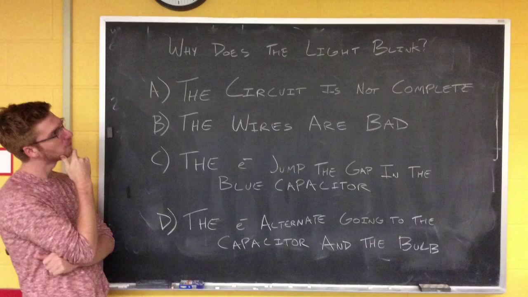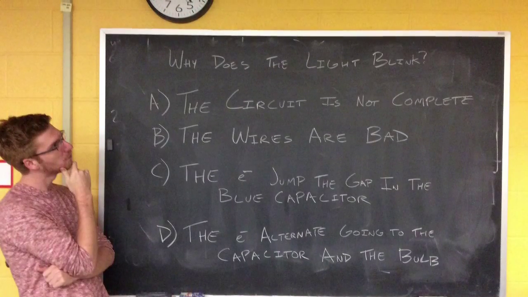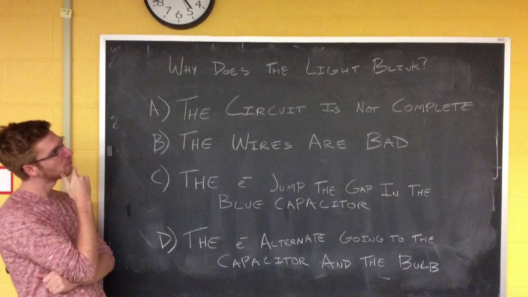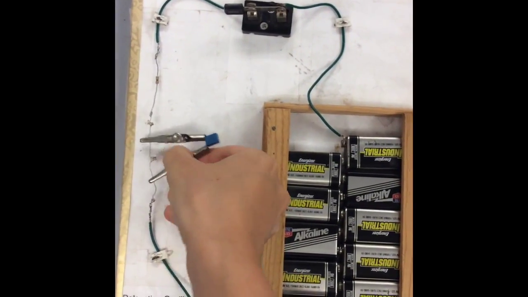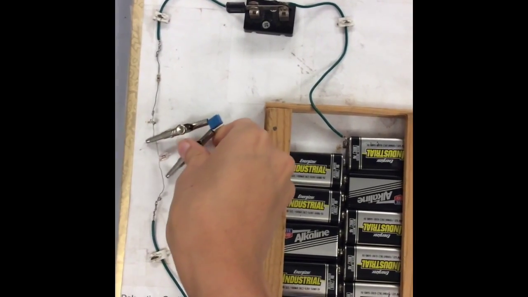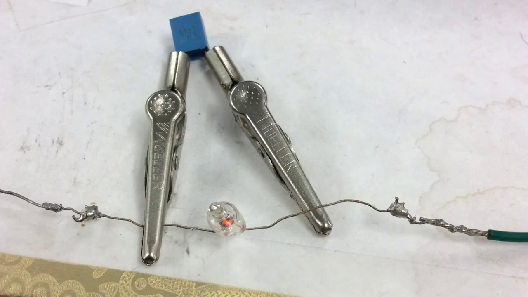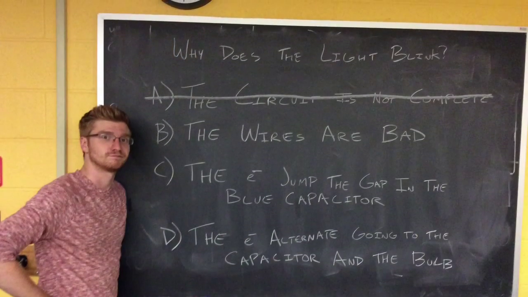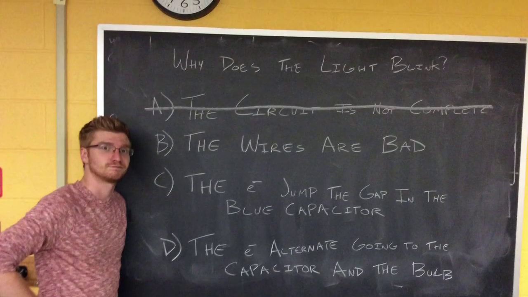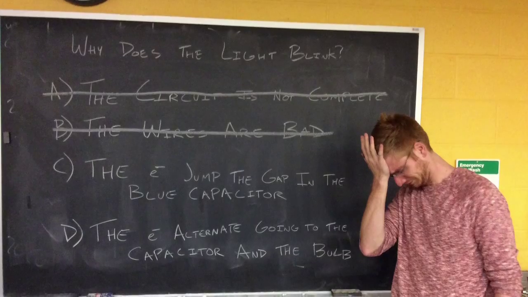Let's start with A first. If the circuit were not complete, the light shouldn't be on at all. So let's try something. We're going to change the circuit a little bit. Notice how we're disconnecting the capacitor. You can see that the light stays on, which tells us that our circuit must be connected. In fact, it also shows us that the wires obviously can carry charge because the light is still on.